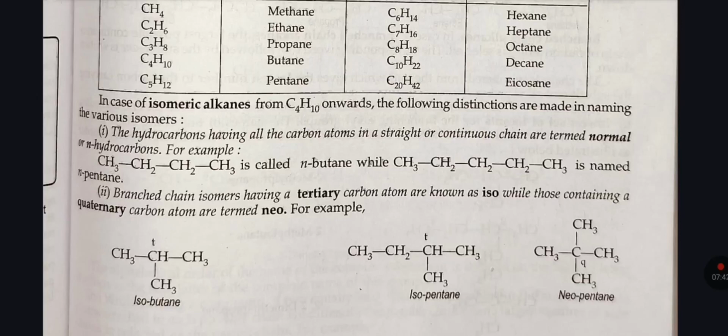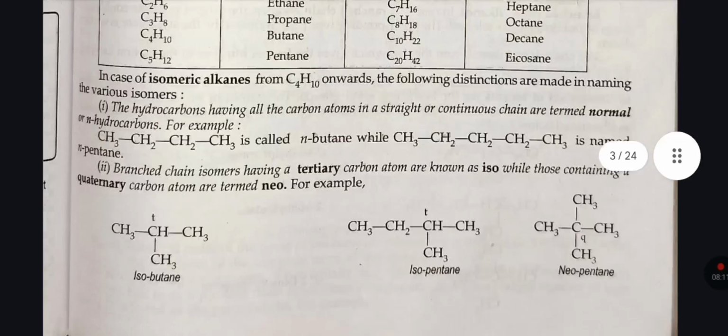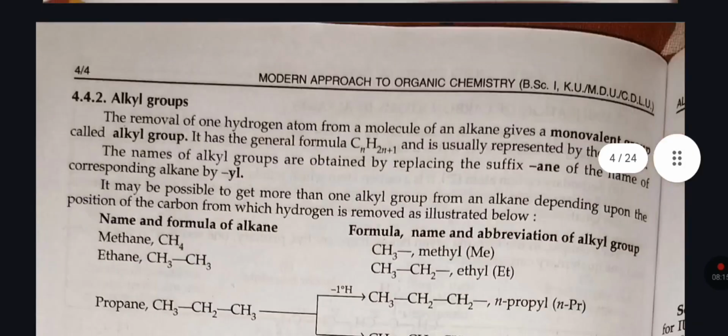First, the hydrocarbons having all the carbon atoms in a straight or continuous chain are termed normal or N-hydrocarbons. For example, CH3CH2CH2CH3 is called N-butane, while CH3CH2CH2CH2CH3 is named N-pentane. Second, branched chain isomers having a tertiary carbon atom are known as iso, while those containing a quaternary carbon atom are known as neo. For example, isobutane, isopentane and neopentane.